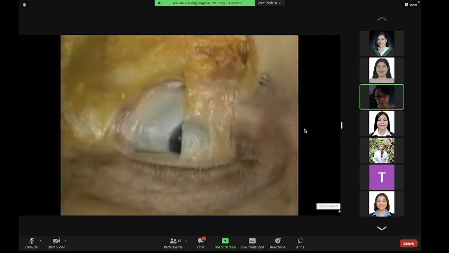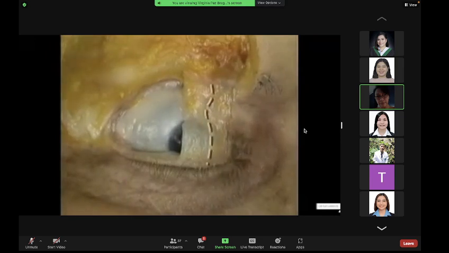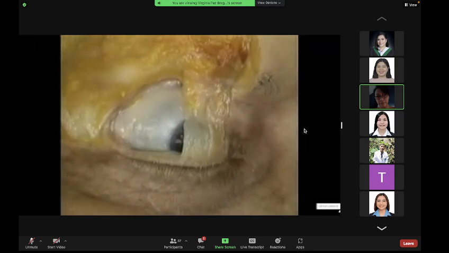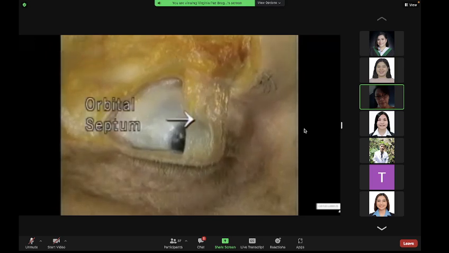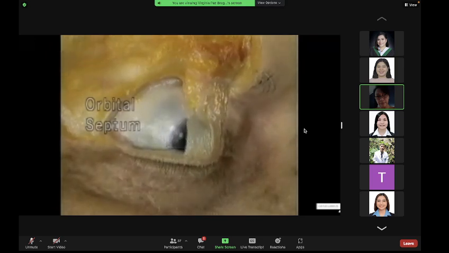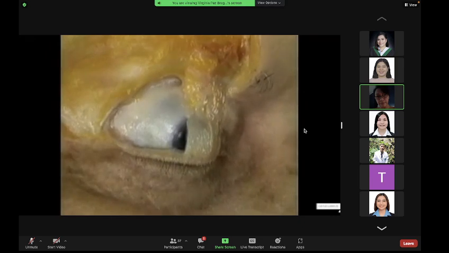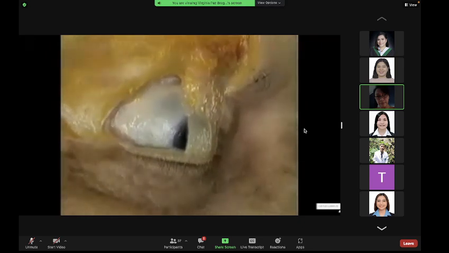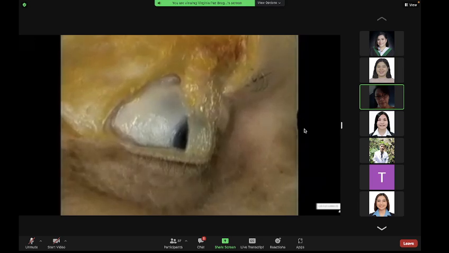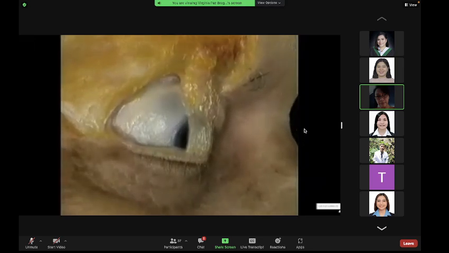This is part of the orbicularis. It's been divided along this line. Directly beneath it is this layer of fatty fibrous tissue, the orbital septum, that extends into the lid from the periosteum at the orbital margin. The orbital septum separates the contents of the orbit from the facial soft tissues.